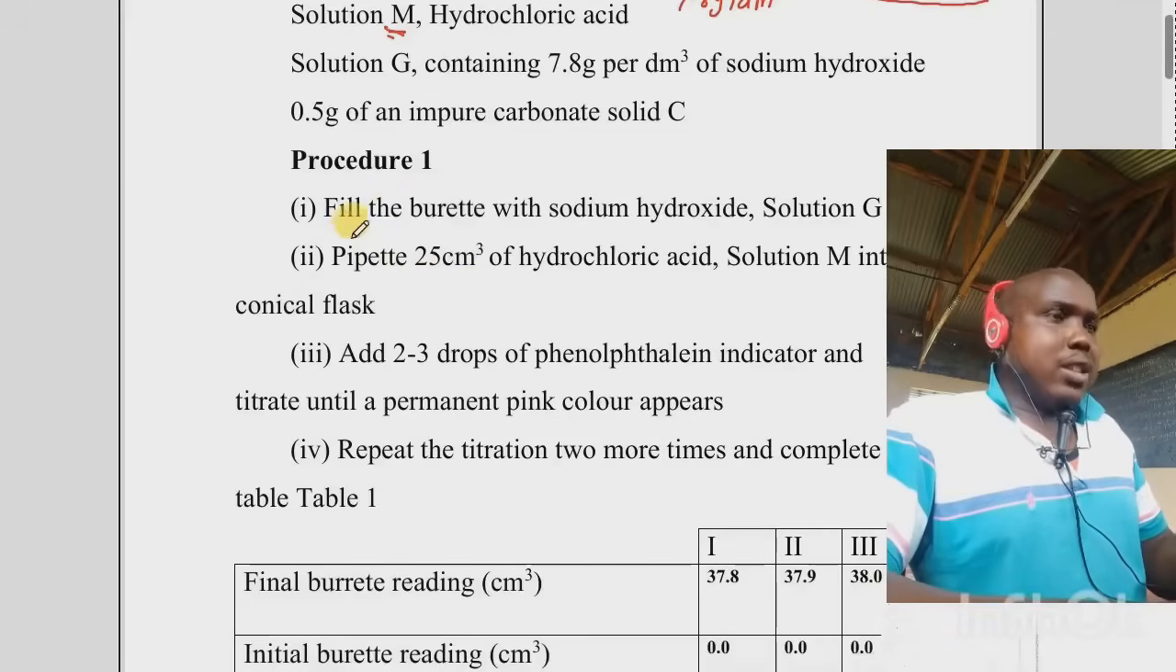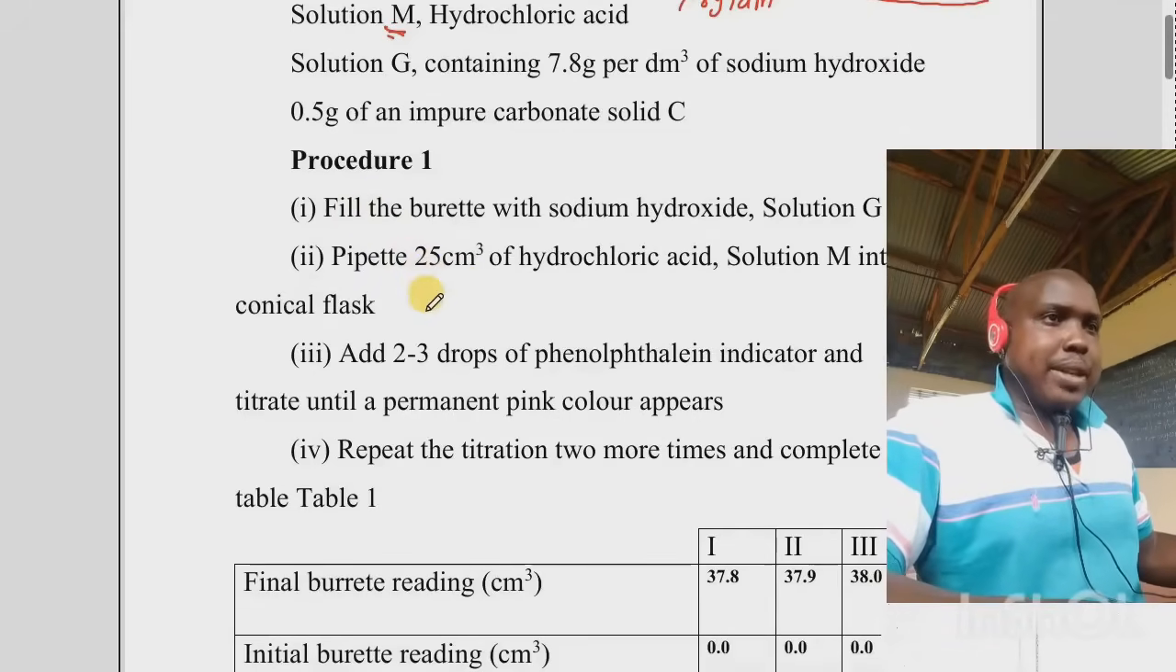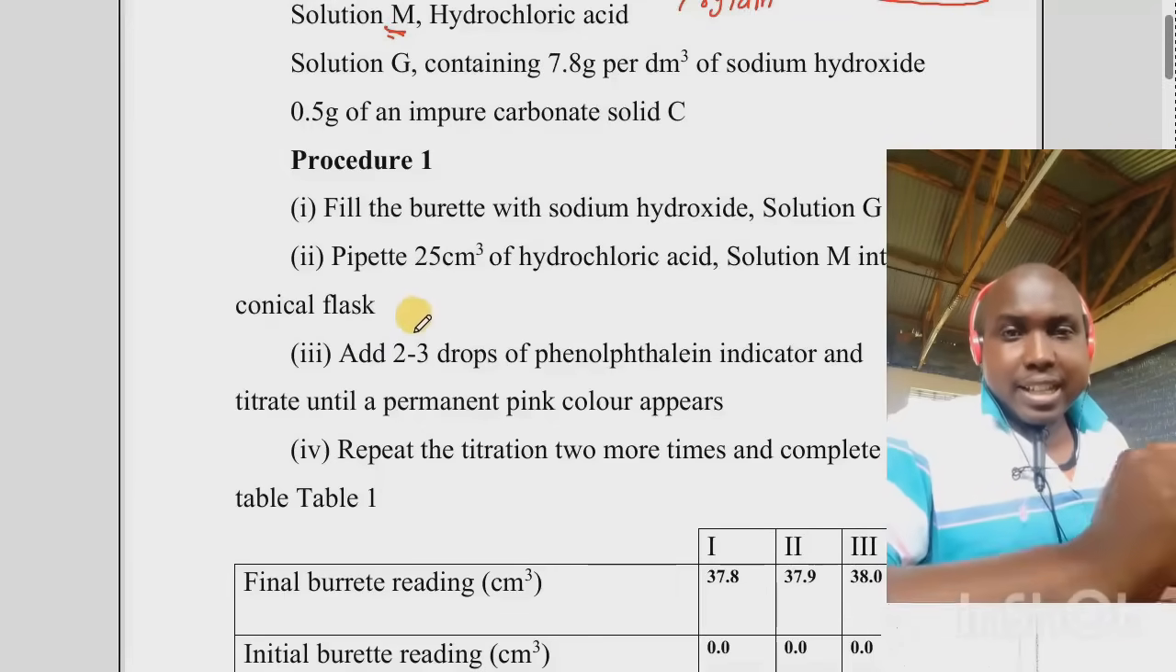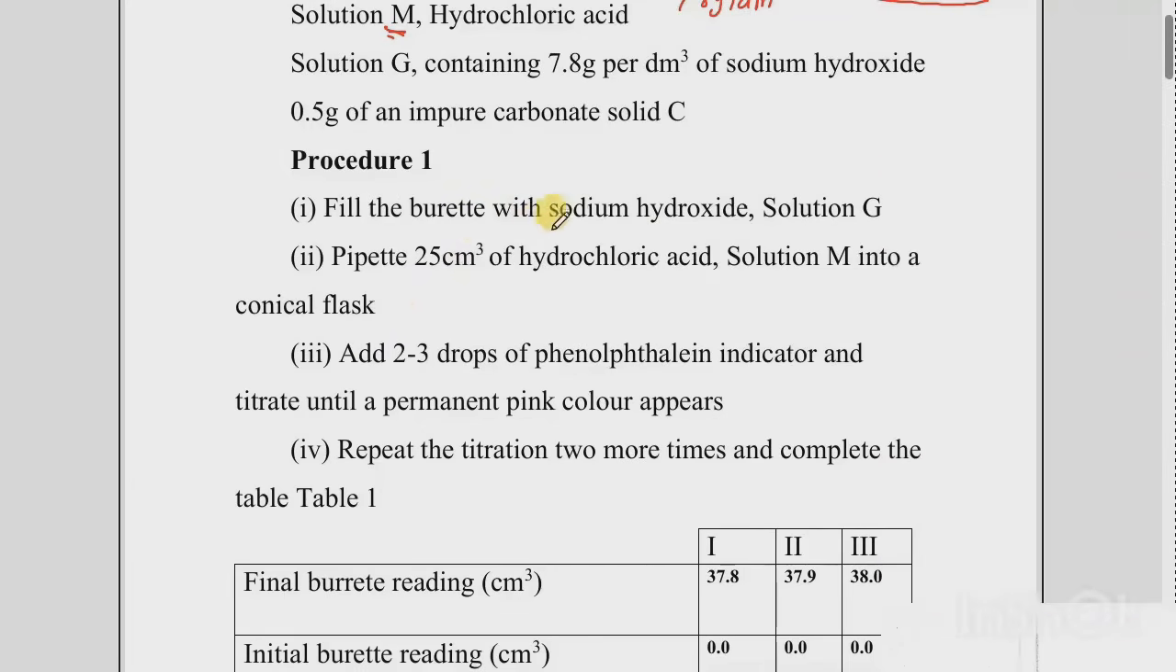Then we are given this solid C. Procedure 1. I told you that paper 3 is about the procedure, understanding the procedure. Fill the burette with sodium hydroxide solution G. Pipette 25 of hydrochloric acid solution M into the conical flask.